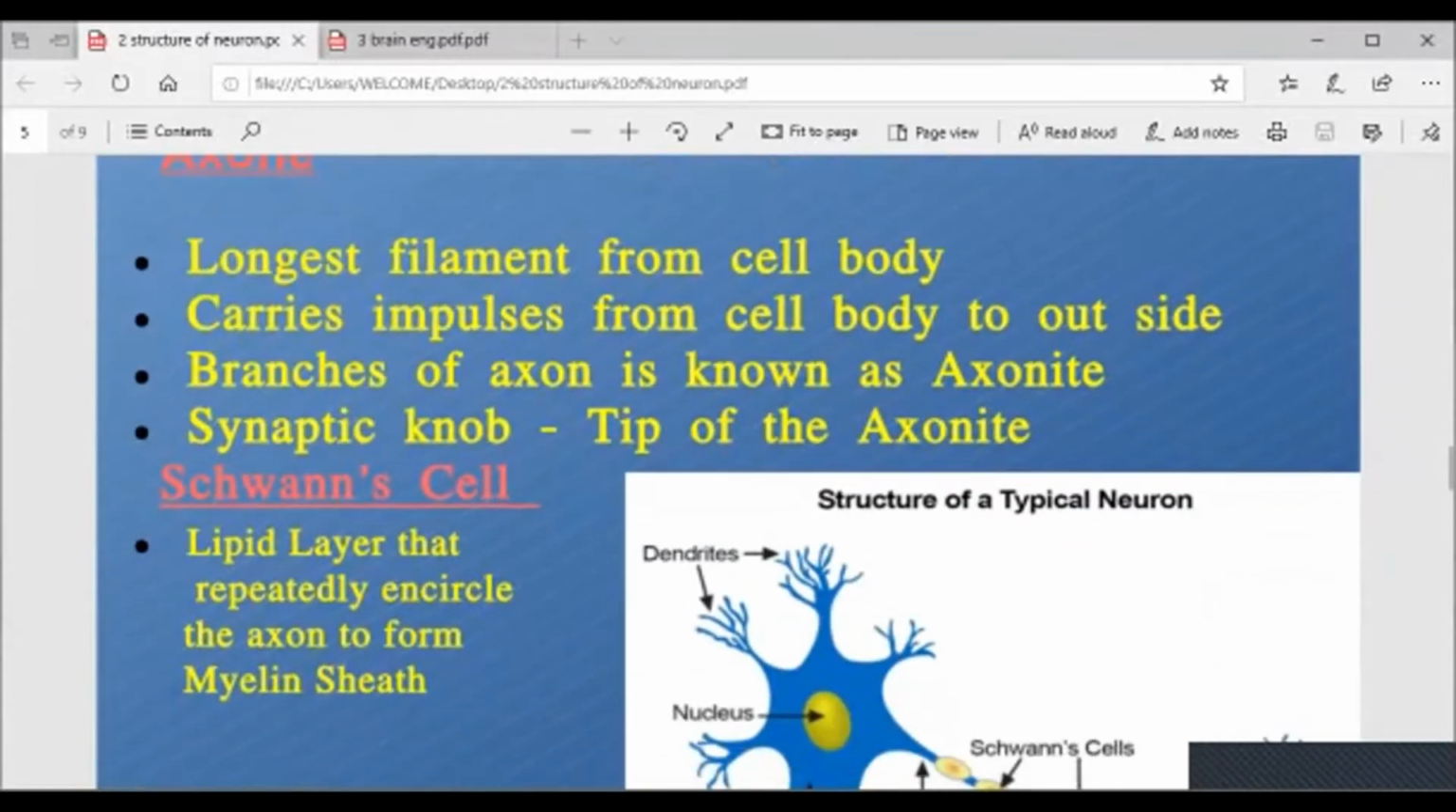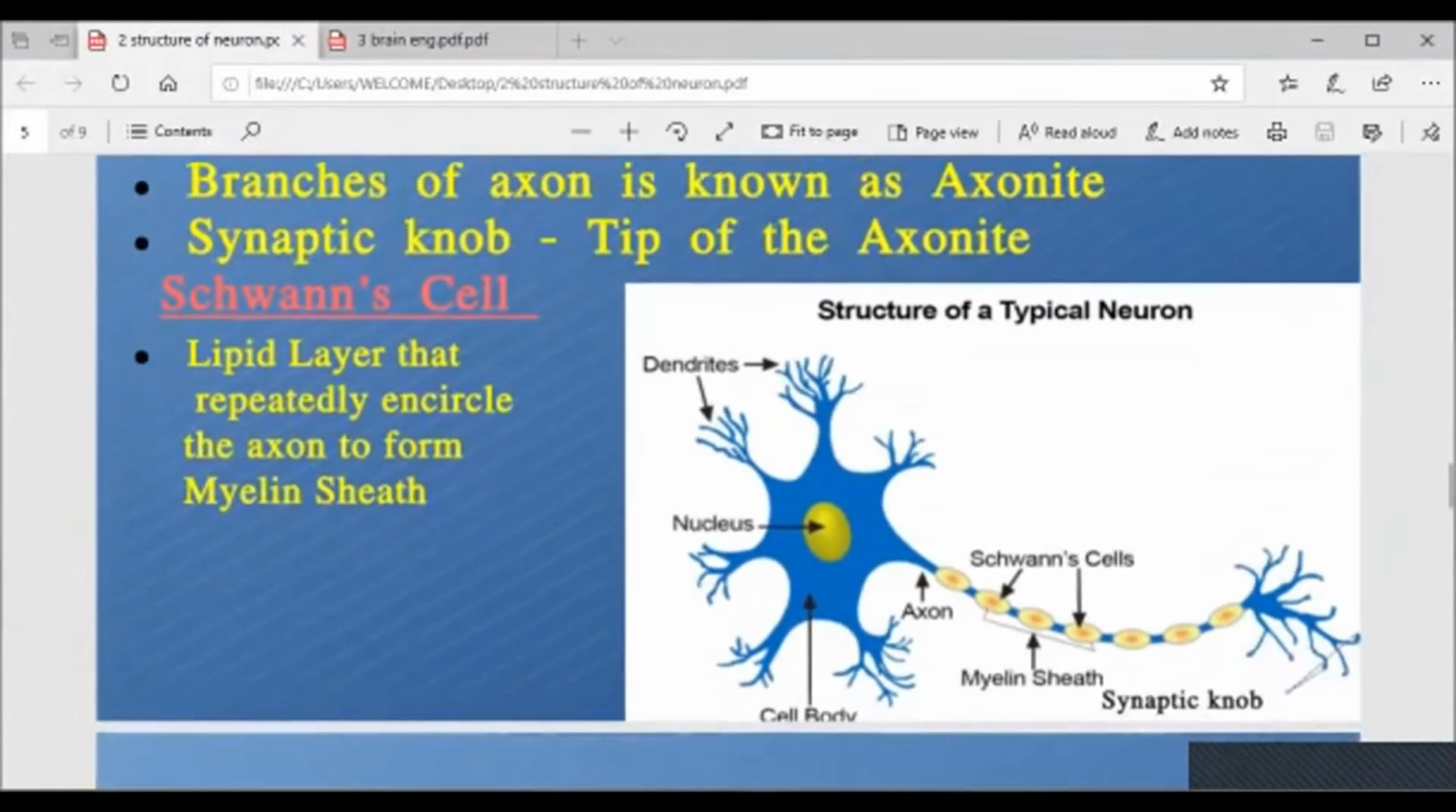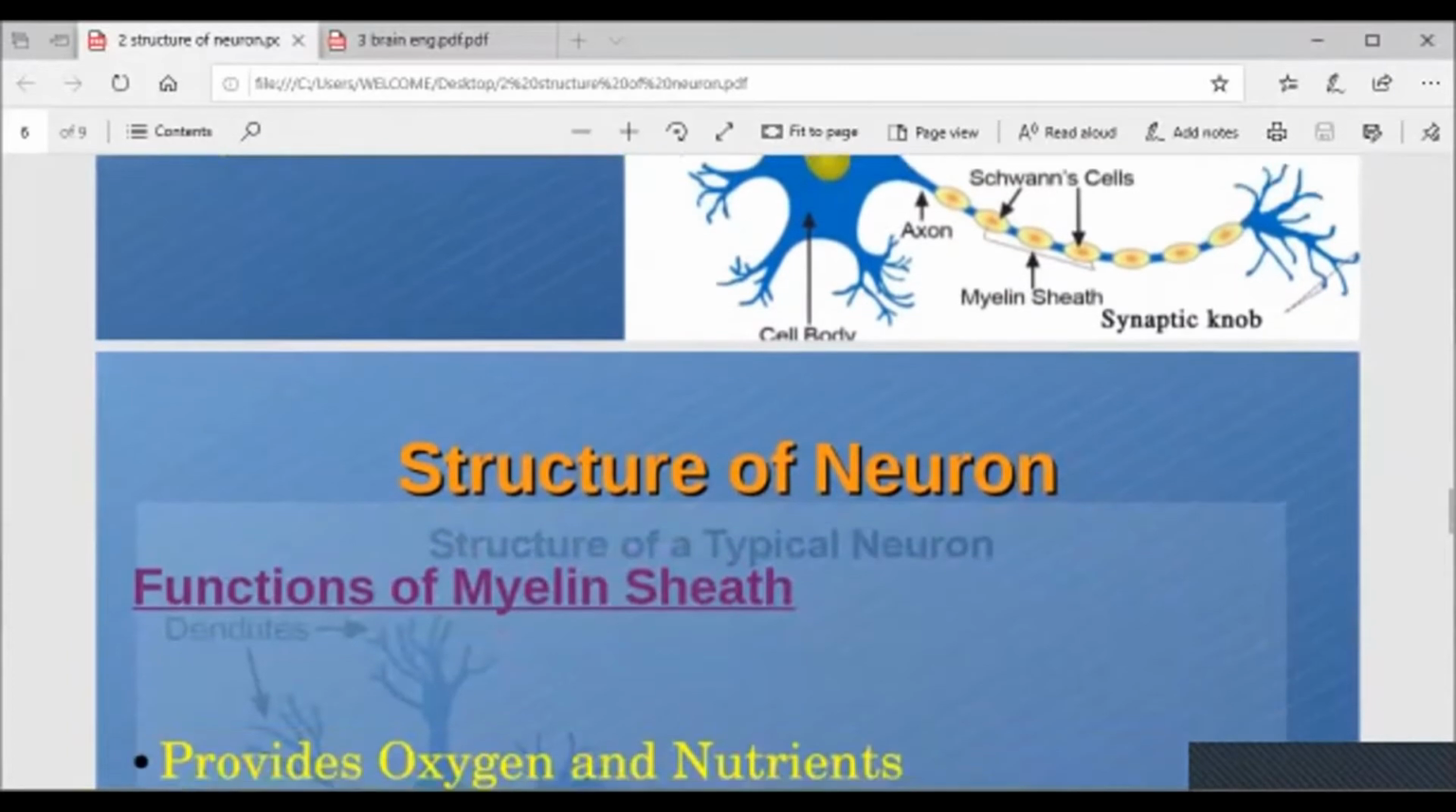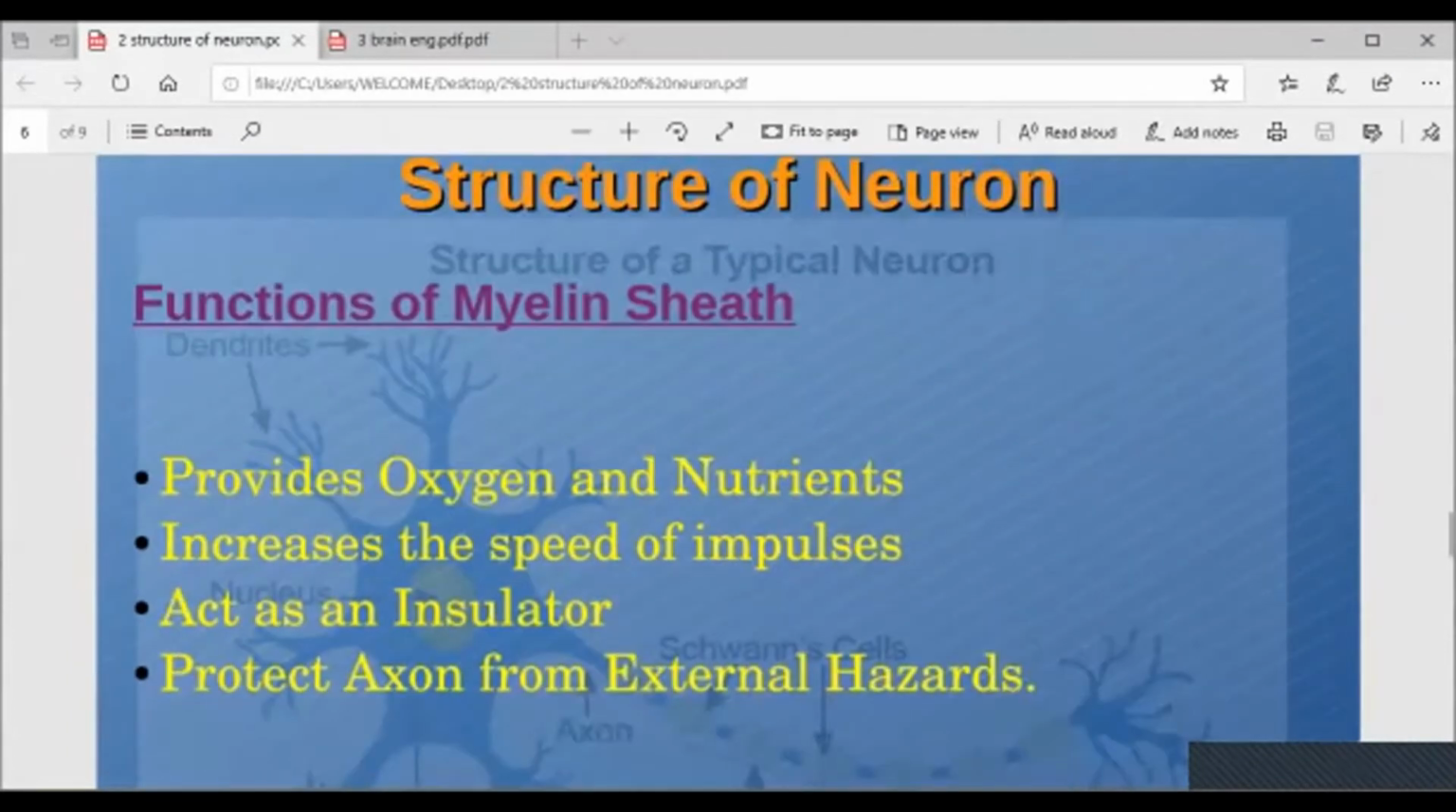Synaptic knob is the tip of the axonite. Then comes the Schwann cell, a lipid layer that repeatedly encircles the axon to form myelin sheath. So how is the myelin sheath formed? If a question comes like that, you have to write that myelin sheath is formed by the repeated encircling of the Schwann cell. Is it clear for you? Then the myelin sheath is shiny white in color.